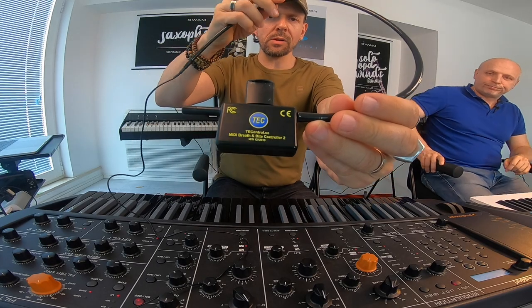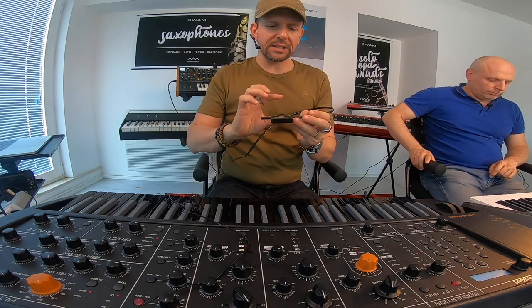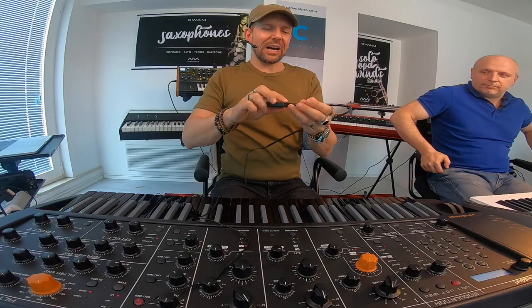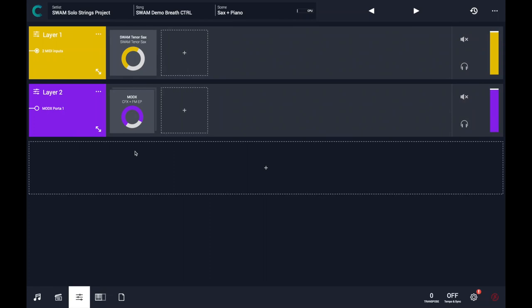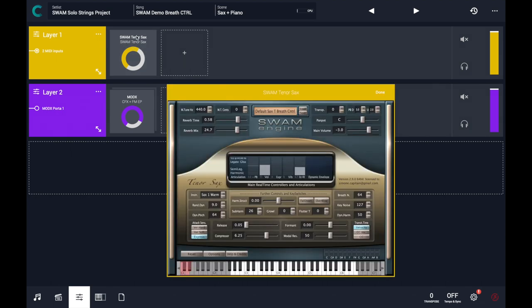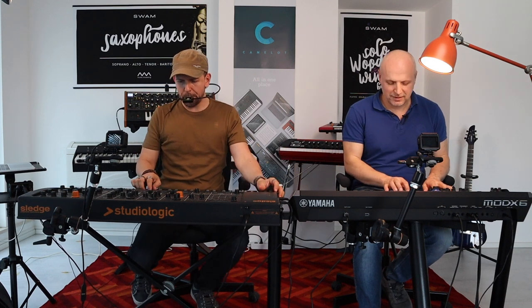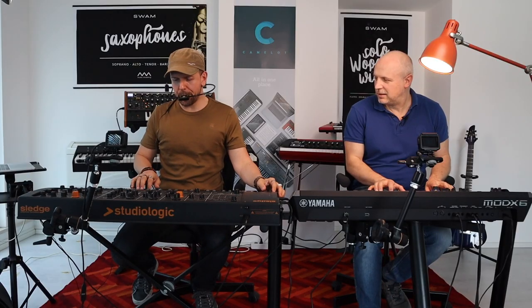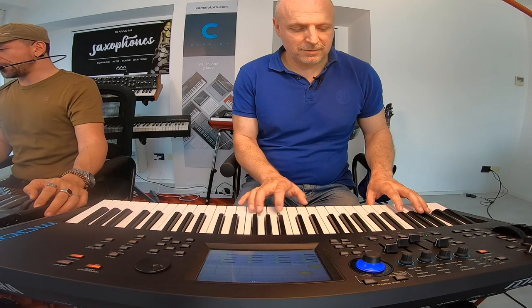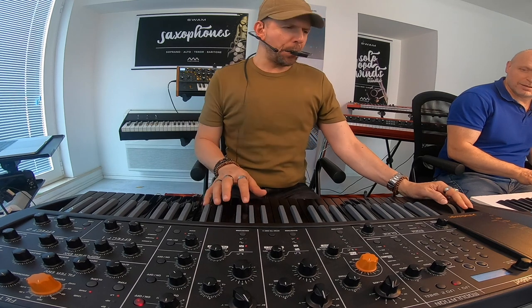By the way, this is a Tech Control, and not only does it read the breath, it also reads the bite, the amount of bite, and also the movement side to side and tilt. I don't know exactly how to use all of those, but I would like to try the saxophone. What is this? What have I got here? Interface. My breath.